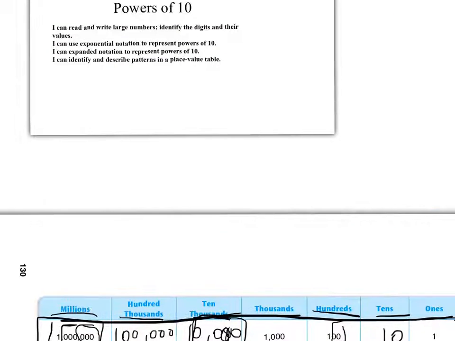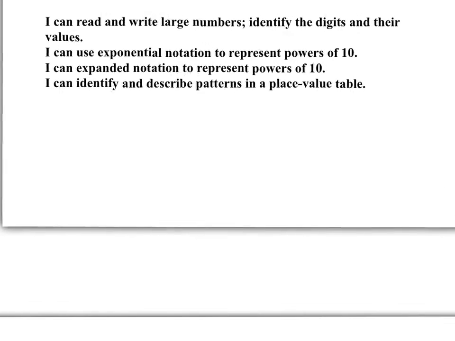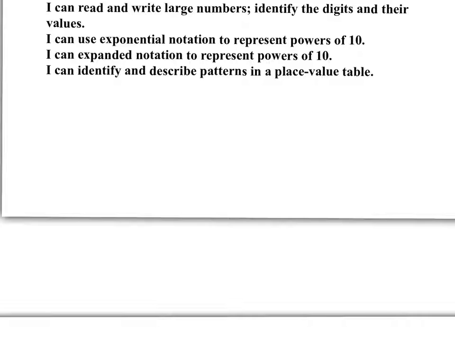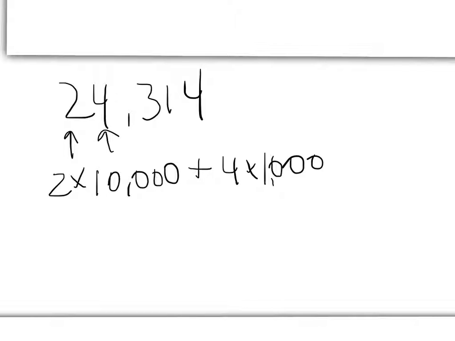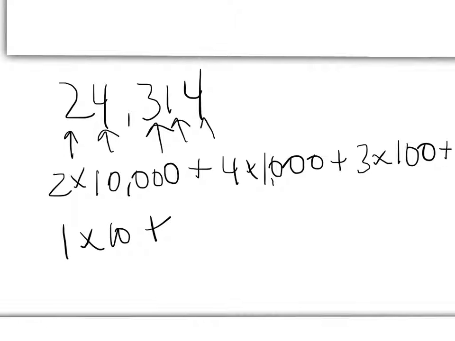Well, the next thing we're going to do is go over expanded notation to represent powers of 10. So expanded notation is actually really kind of easy, but it's kind of tricky. So I'm going to give you a number, 24,313. Expanded notation using powers of 10 is basically telling you this is 2 times 10,000, because it's 2 10,000s, plus 4 times 1,000, because it's in the thousands place, plus 3 times 100, plus 1 times 10, plus 4.